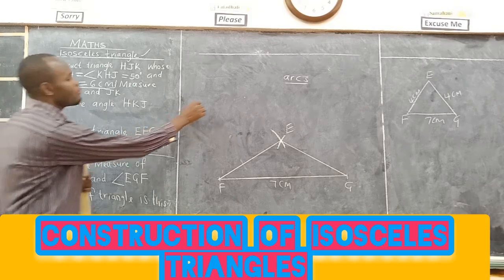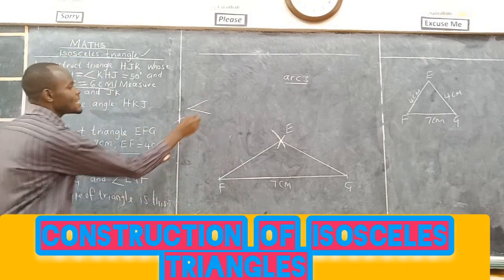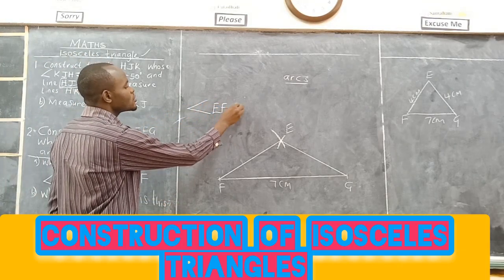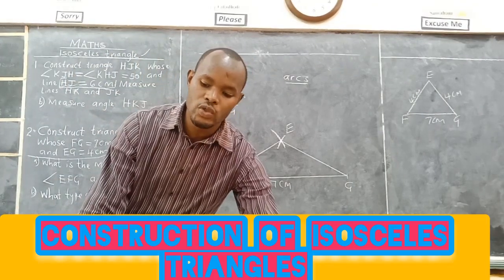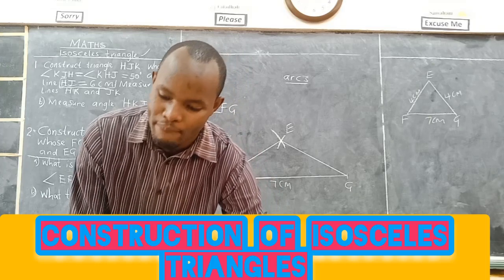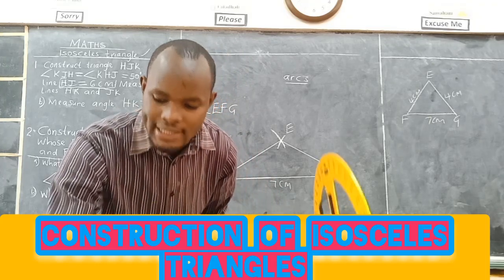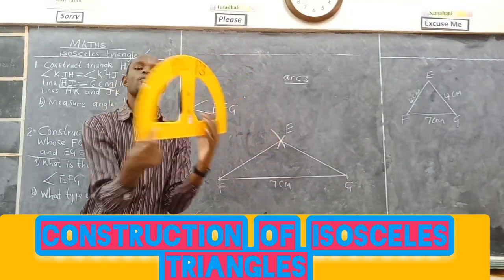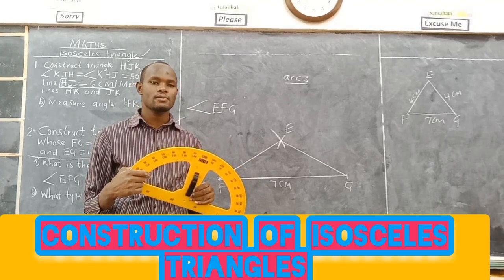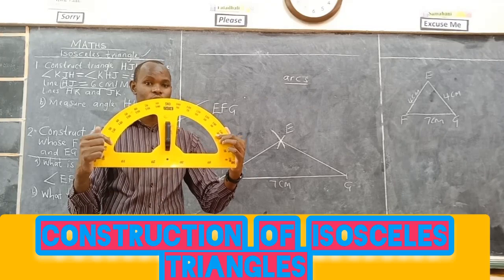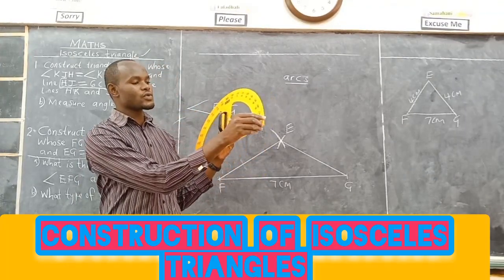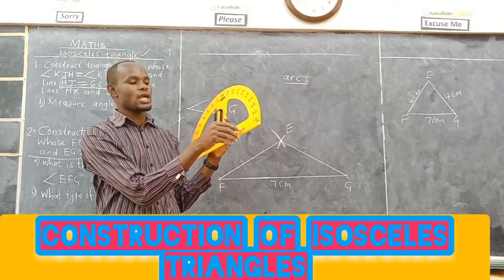This mark means angle. EFG. Where are you placing your protractor? Because angles are measured using a protractor. Where are you putting your protractor? This one. Remember I said we have rules which you are supposed to use when you are measuring angles.